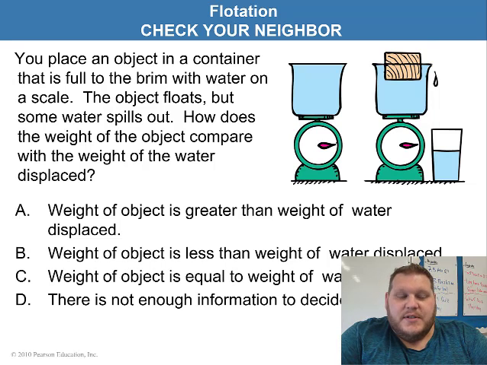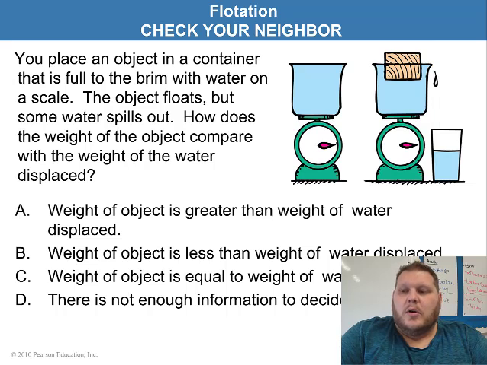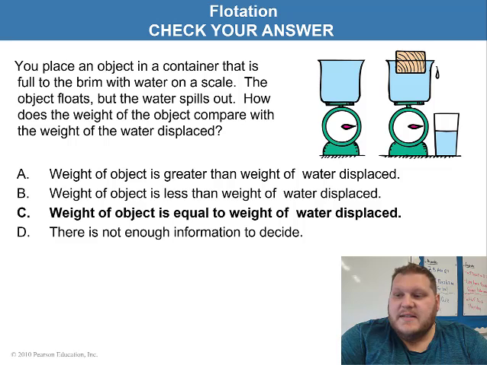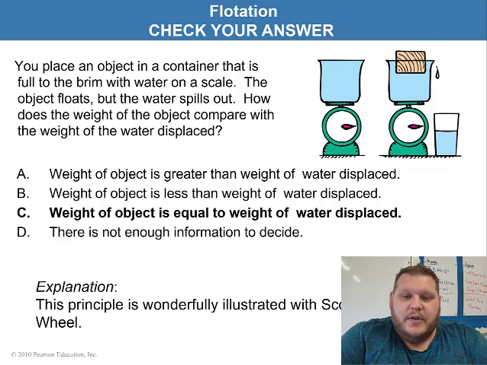The weight of the object is greater than the weight of the water displaced. The weight of the object is less than the weight of the water displaced. The weight of the object is equal to the weight of the water that's displaced, or there's not enough information. In this case, the correct answer should be C. The principle wonderfully illustrates here what we're going to see in just a second.